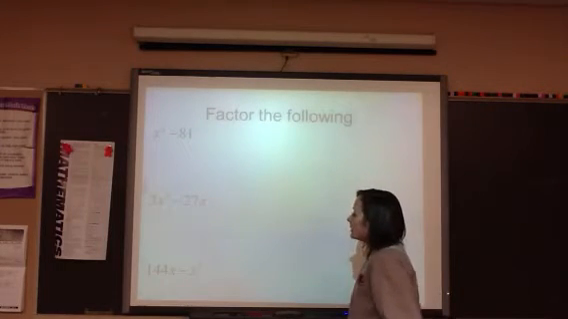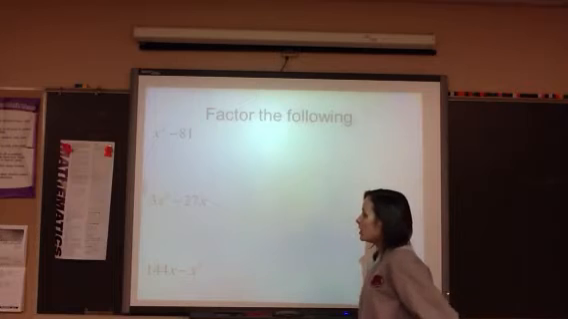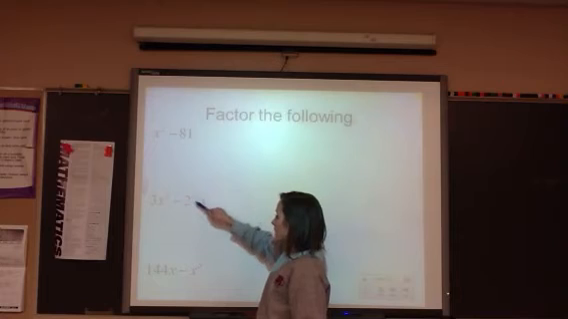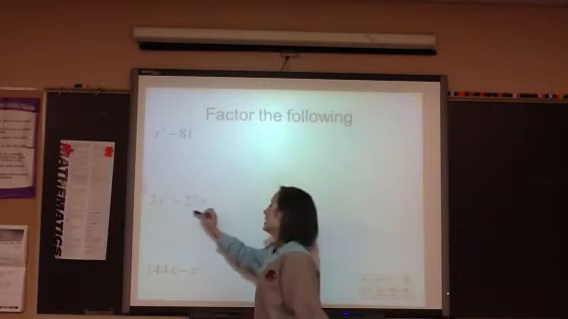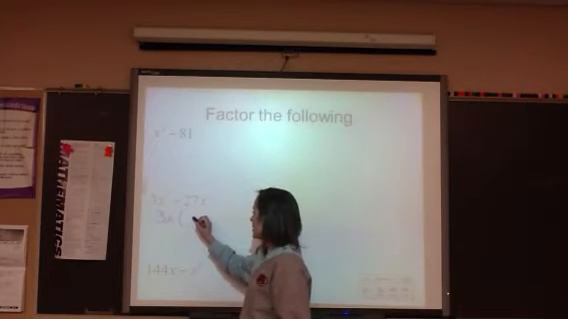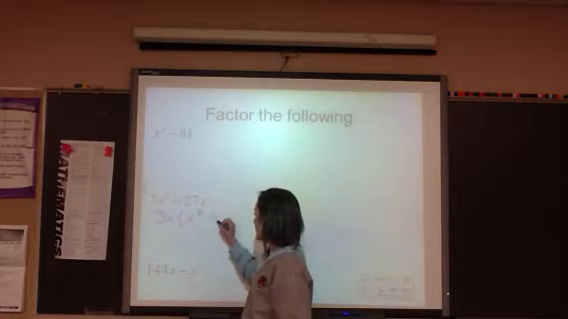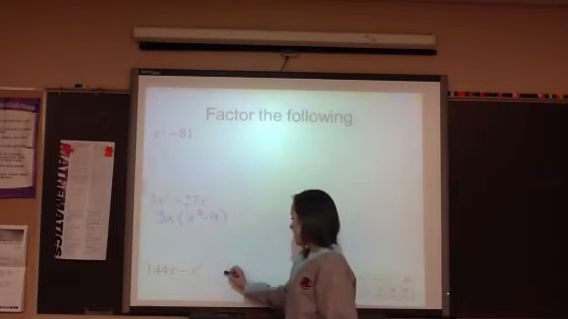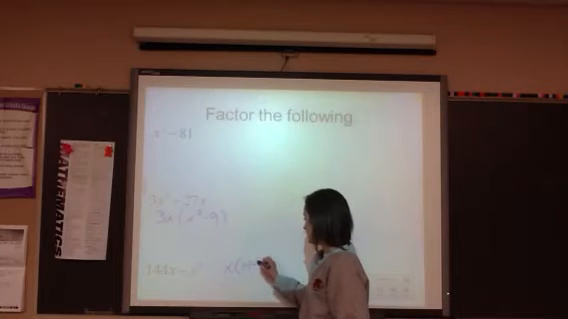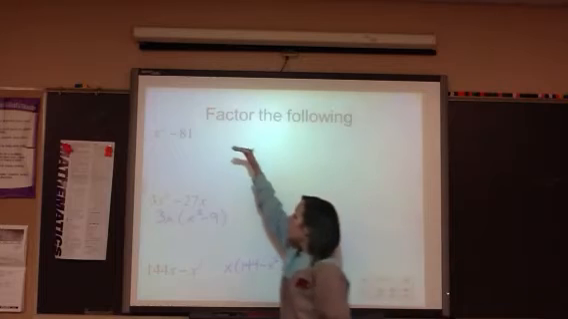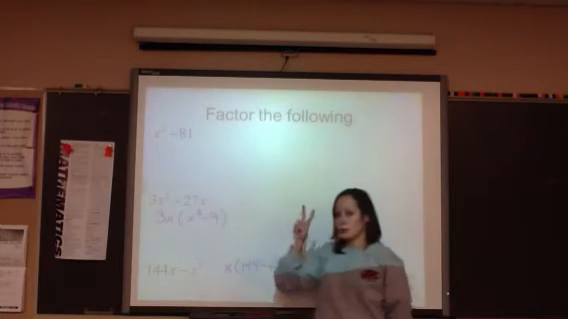Alright, so I'm going to look for my greatest common factor in all of these. X squared and 81 do not have anything in common. 3x cubed and 27x, what do they have in common? 3x. So if you divide each term by 3x, you get x squared minus 9. And here, they both have an x in common.